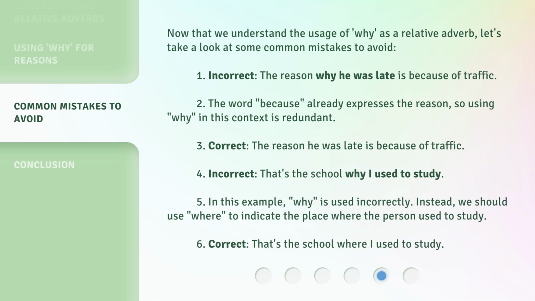4. Incorrect. That's the school why I used to study. 5. In this example, why is used incorrectly. Instead, we should use where to indicate the place where the person used to study. 6. Correct. That's the school where I used to study.